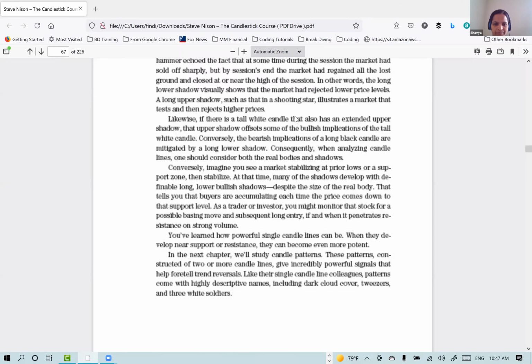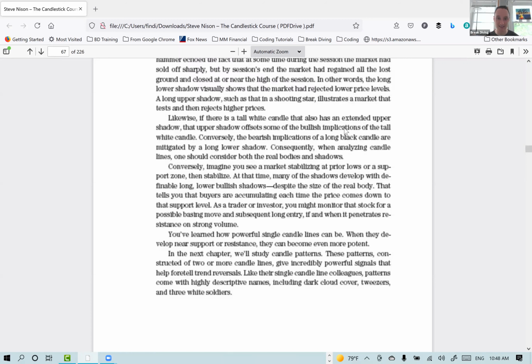Likewise, if there's a tall white candle that also has an extended upper shadow, that upper shadow offsets some of the bullish implications of the tall white candle.